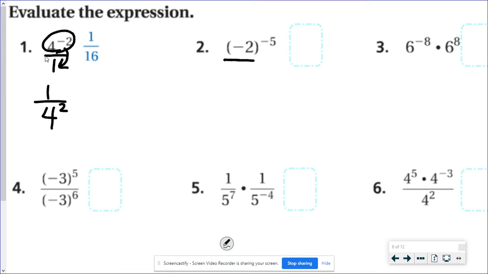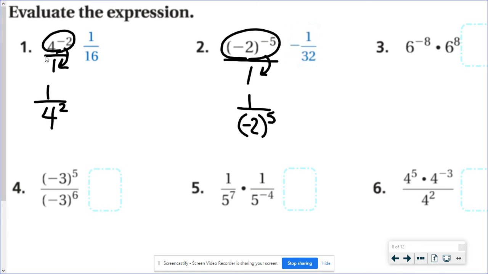-2 to the -5 power. Just not happy. Wants to move downstairs. Once it moves downstairs, I'll have 1 over -2 to the 5th power. Now I want you to be thinking about, is this going to be a positive or a negative answer? I'm going to have 5 of those negatives, so it'll be negative. 2 to the 5th power is 32, so this will be a negative 1 over 32.